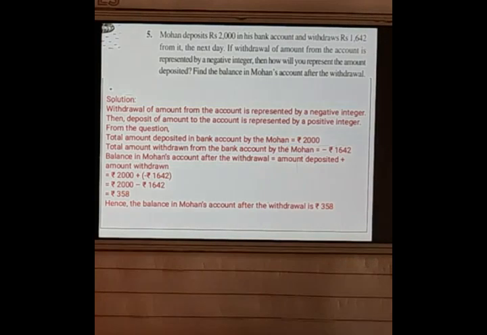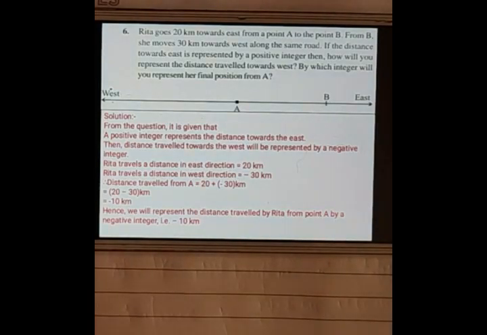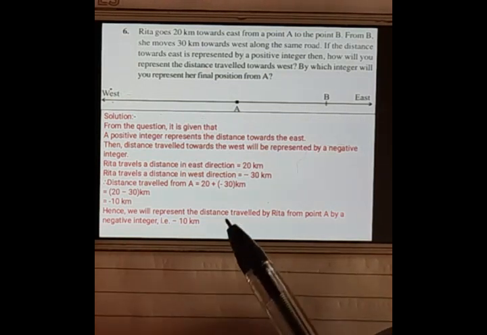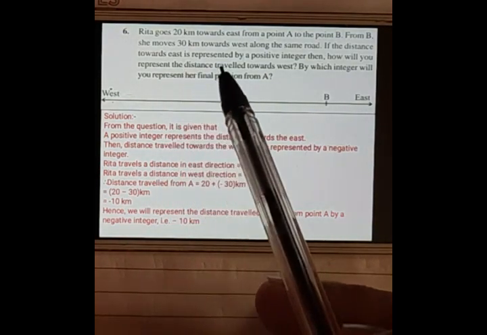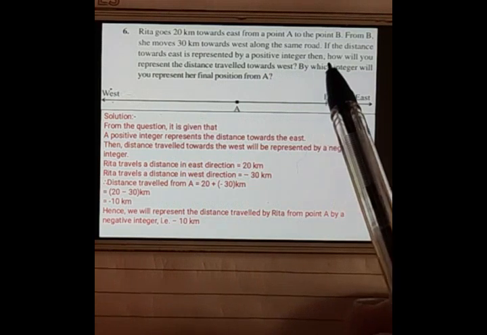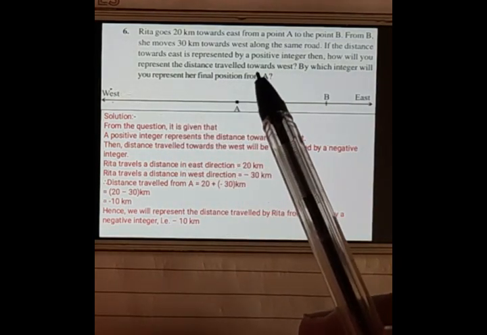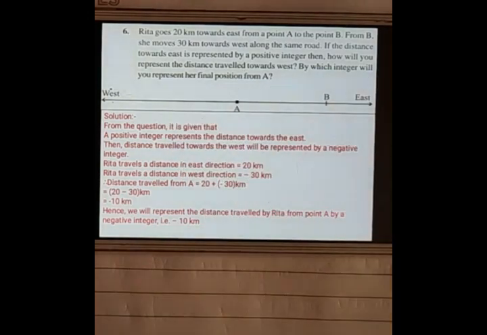So moving on to the next question, question number 6. Rita goes 20 km towards east from point A to point B. From B, she moves 30 km towards west along the same route. If the distance toward east is represented by a positive integer, then how will you represent the distance traveled towards west? By which integer will you represent her final position from A?